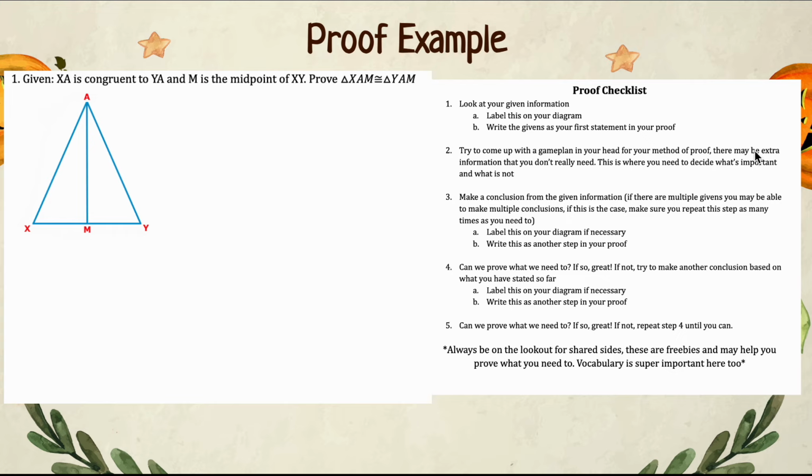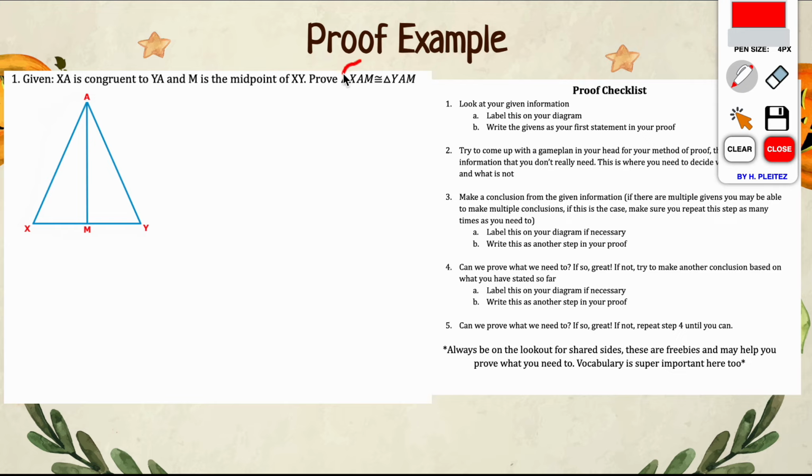So this question says, given XA is congruent to YA and M is the midpoint of XY, prove that triangle XAM is congruent to triangle YAM. So right away, if I'm proving triangles congruent, I can only use my triangle congruence theorems. So far, all that we're using right now is side or HL. So I know from the get-go that I'm using one of those.